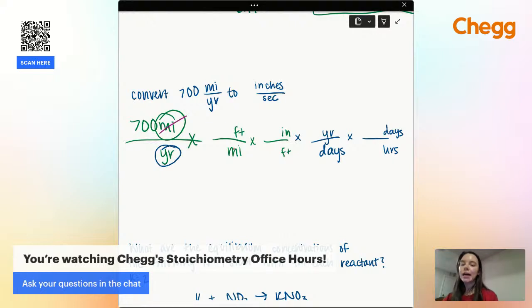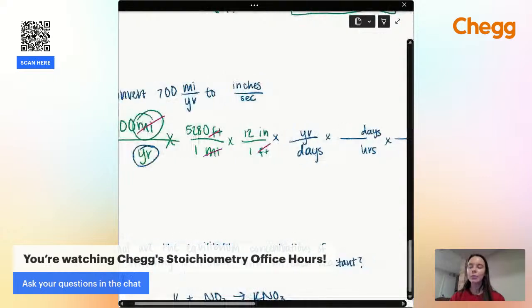So 700 miles to miles. We have 1 mile is 5,280 feet. So that is our conversion, 1 mile, 5,280 feet. That's just something that I have in my brain. And then we can do feet to inches. That's one almost everyone knows, at least if you grew up in the United States. So 1 foot is 12 inches. And again, feet and feet cancel out.